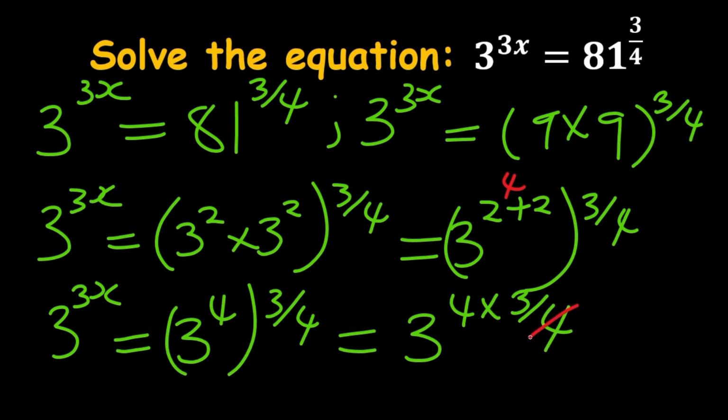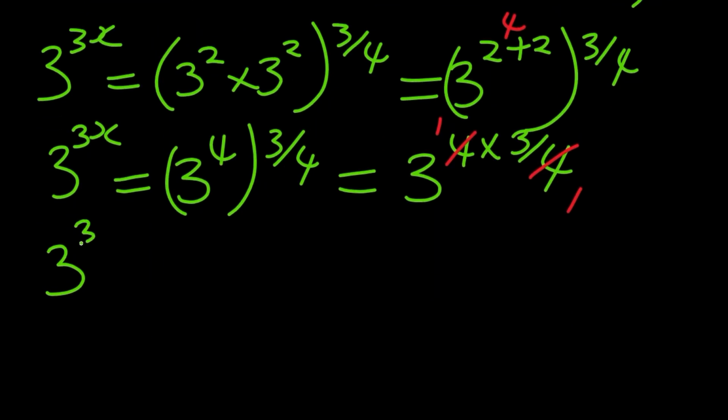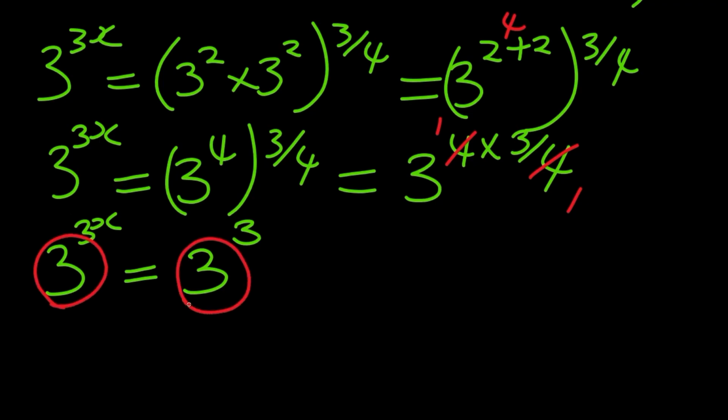Simplifying, 4 divided by 4 is 1. 3 raised to power 3x is equal to 3 raised to power 3. Since the base of both sides of the equation are equal, let's then equate the powers, which gives 3x to be equal to 3. We divide both sides of the equation by 3.